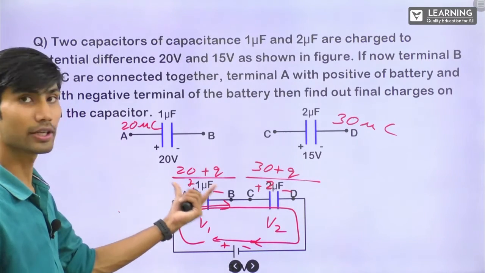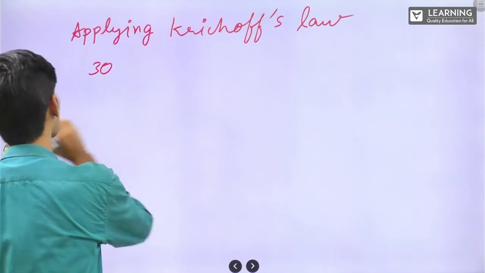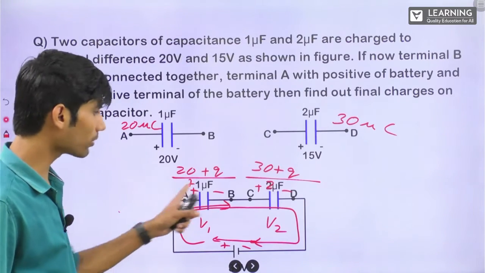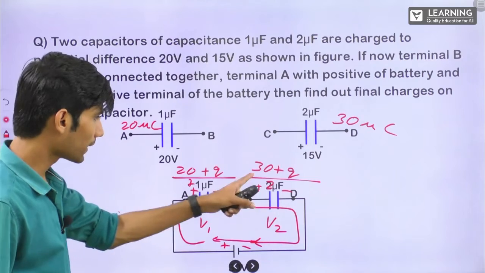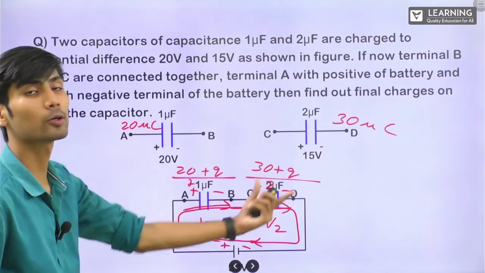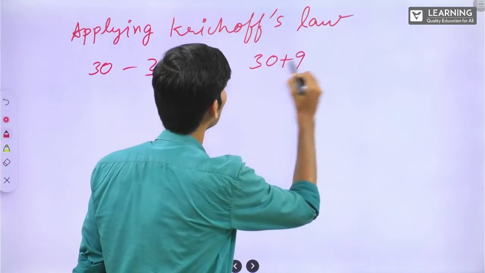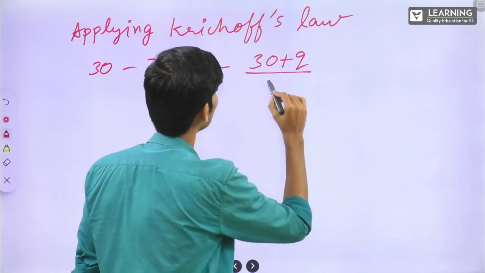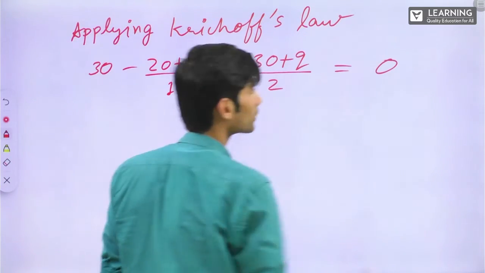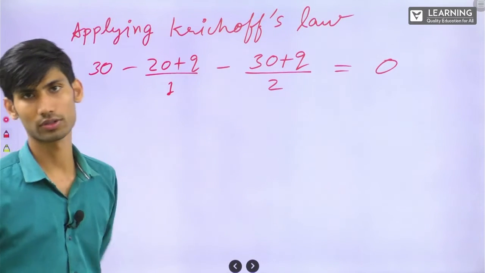Here also Q by 2. Fine. So the voltage here will be 20 plus Q by 1. So I will write this as minus 20 plus Q by 1. Why? Because we were going from plus to minus. Here again plus to minus. We are still moving in this direction. Plus to minus. So we will write minus this potential difference, that is minus 30 plus Q divided by 2. Clear? That is equal to 0. Once we complete the circuit, the sum should be 0. This is what Kirchhoff's law is. Fine.